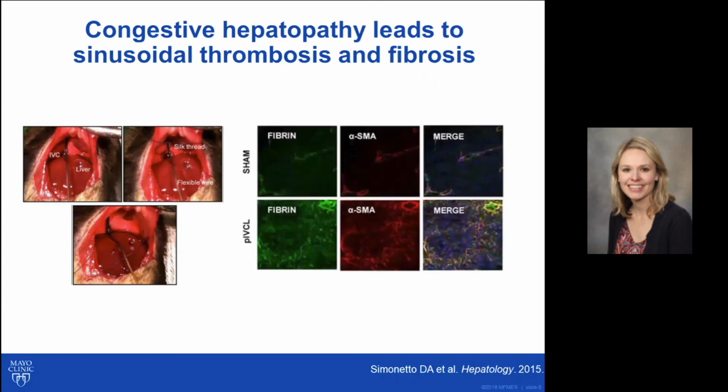Immunofluorescence studies revealed that fibrin was significantly increased in the liver after IVC ligation compared to controls, and sinusoidal fibrin deposits were spatially associated with alpha smooth muscle actin. Alpha smooth muscle actin is a marker of hepatic stellate cell activation, and thus this result suggests a potential role of thrombosis in the fibrogenic response.